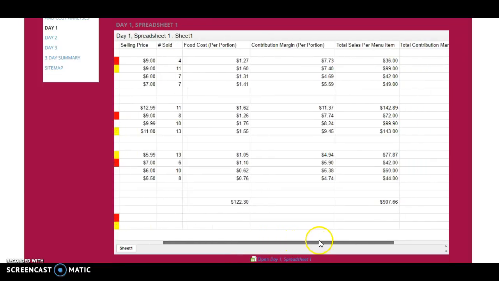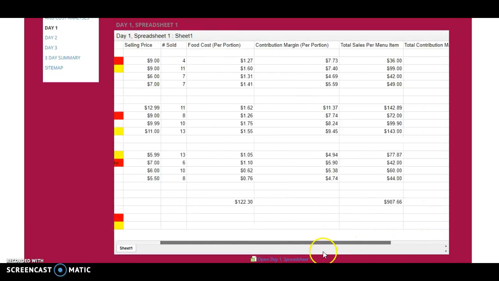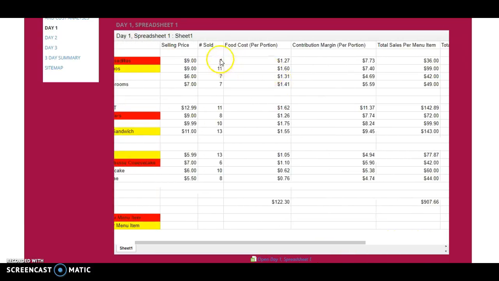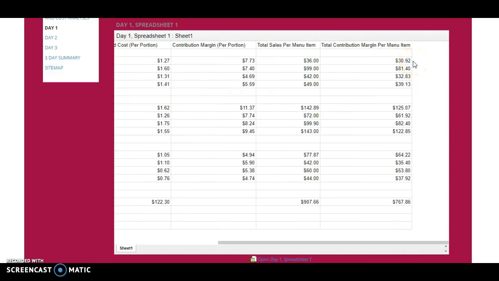So if we scroll over a little bit more to the last column here, you'll see that it's the total contribution margin per menu item. And we get this by doing the number sold times the contribution margin proportion. So for chicken quesadillas, it was $30.92. We would scroll back over to the number sold, and that was 4. You multiply that by the contribution margin proportion, which was $7.73. And that is how you get the $30.92 for total contribution margin per menu item.